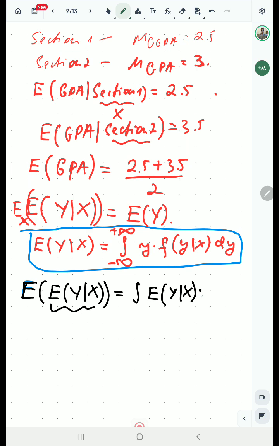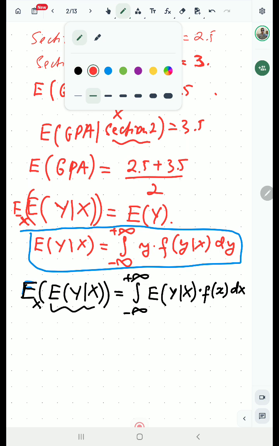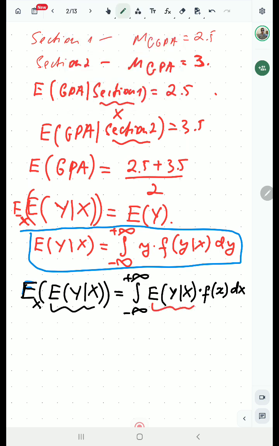What we are doing is going to multiply that by the probability density function of x, dx. Now the expectation is taken over x's. Suppose x is the section, so I am basically summing over sections. Therefore, the expectation is taken with respect to x in the second case, again from minus infinity to positive infinity. So now let's replace the expectation of y given x by its definition, the blue box.